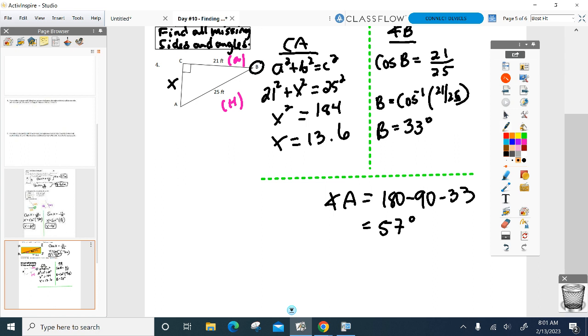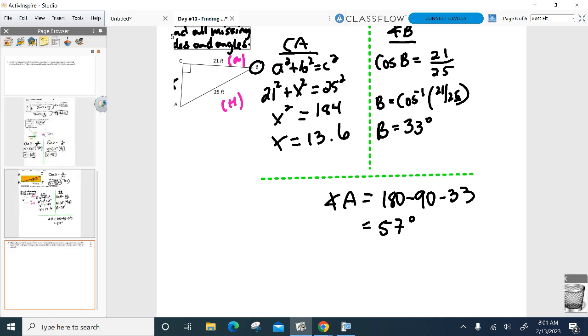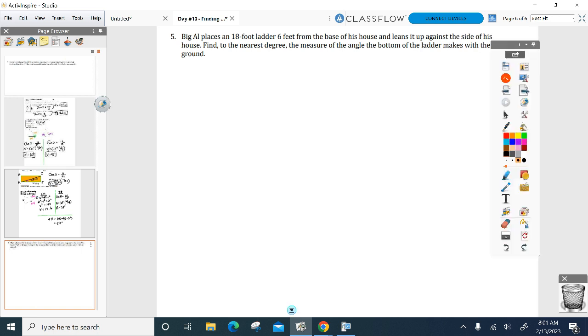Oof. All good before we get to finish it up with good old Big Al? All right, let's finish it up with Big Al. Hopefully that doesn't affect me. All right. Whew.